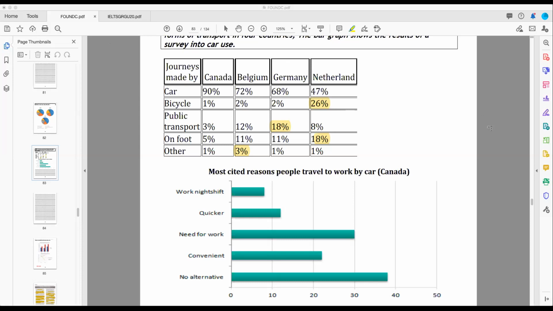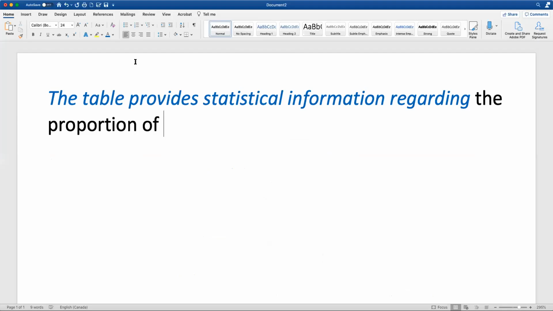So it says here, the percentage of journeys made by different forms of transport in 4 countries. So we can just say the proportion of... Sorry, Leo, can you share your screen, please? Oh, sorry. Thank you. The proportion of, we can use instead of percentage.